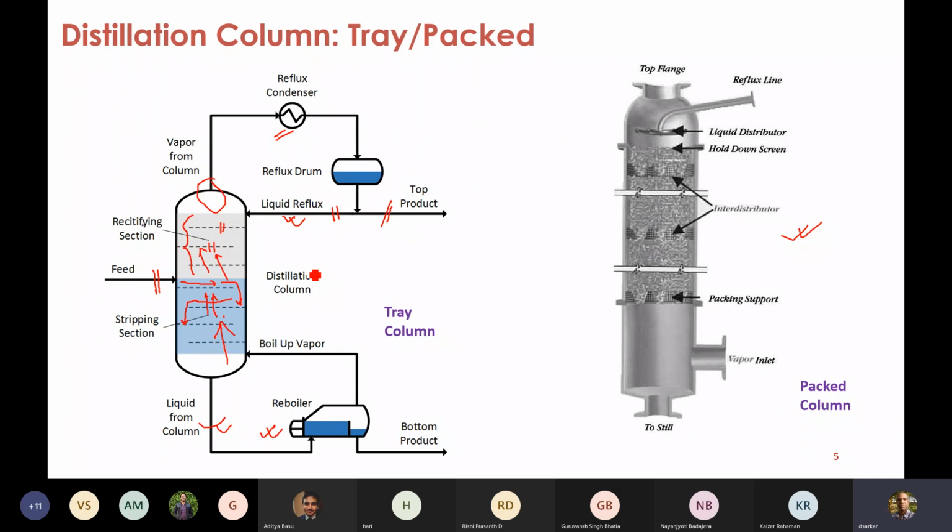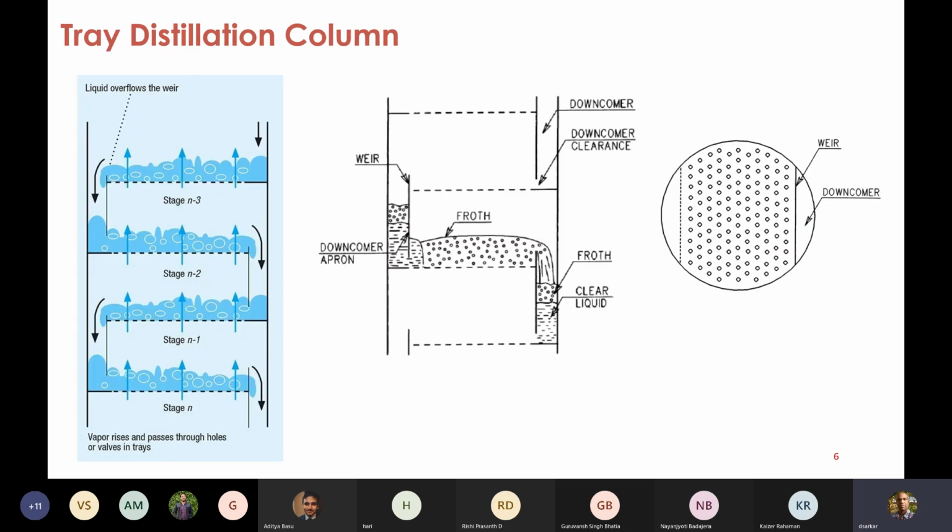So this is known as the rectification section and this is known as the stripping section. The part above the feed we call the rectifying section. The part below the feed we call the stripping section. The tray over which the feed enters we call the feed tray. Since you have done this course already, you'll be able to recollect these nomenclatures.